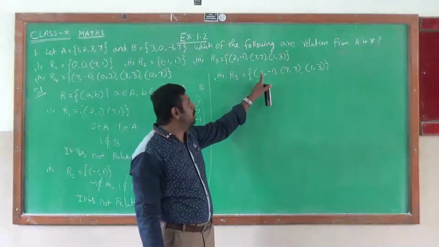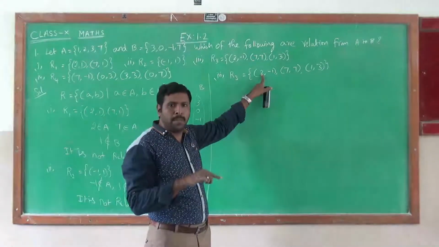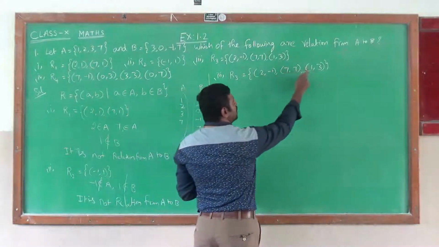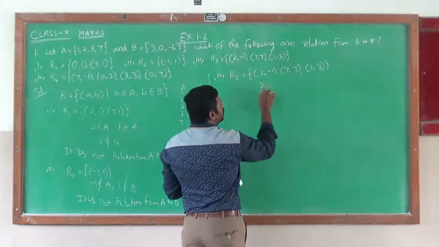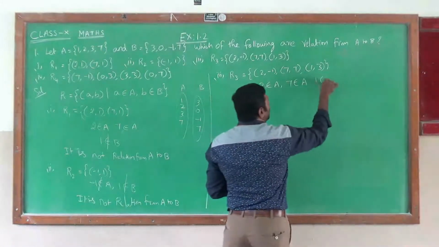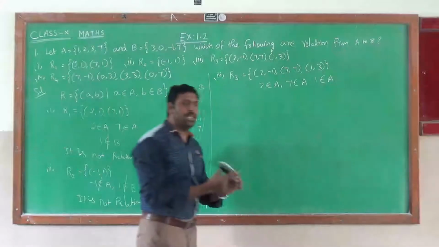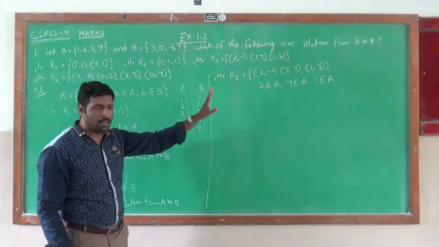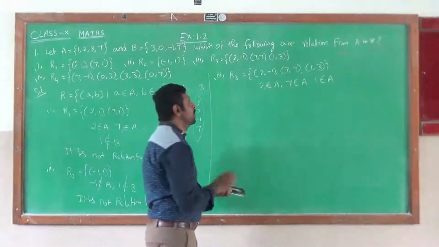Here also the same condition: the first element belongs to set A, the second element belongs to set B. See here 2, 7, 1. 2 belongs to set A. 7 belongs to set A. And then 1 belongs to set A. Now come to that set A. Here 1 is there and then 2 and 7. So it belongs.